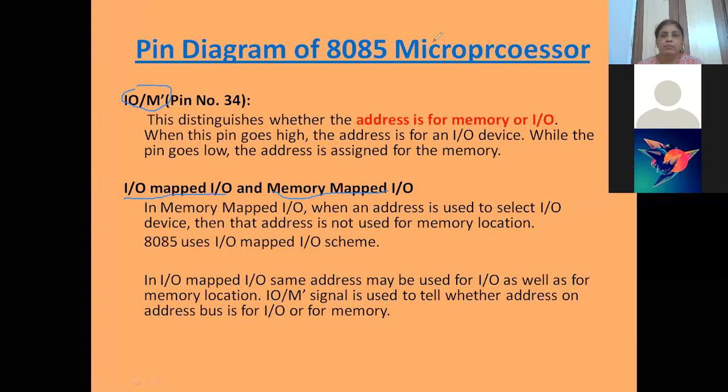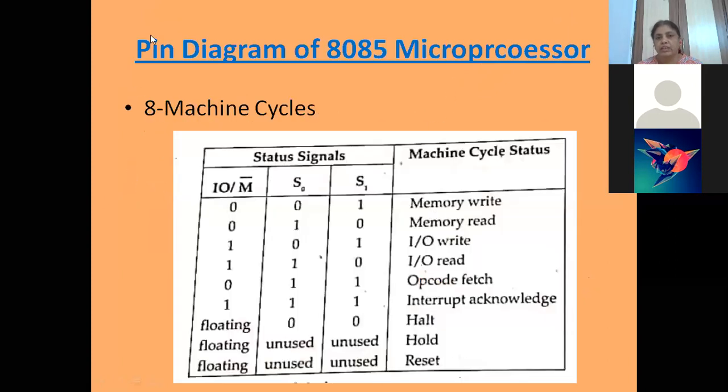Clear? तो अब ये पिन का एक तो ये फंक्शन हो गया. बेसिकली it is differentiating whether the address on the address bus is for memory or input output. एक तो ये हो गया. और ये जो है, when it is combined with your status signals S0 S1, then it gives you 8 machine cycles. Okay, it will give you 8 machine cycles. Clear? तो these are 8 machine cycles. ये 9 है टोटल. तो ये जो लास्ट 2 है ये सेम है, ओके, होल्ड और रीसेट के लिए.